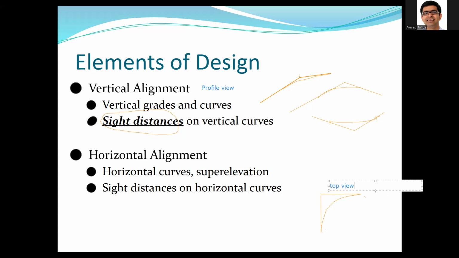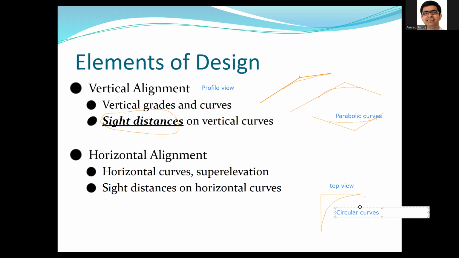Now the key difference that you're going to see, and we'll talk about that when we do the vertical alignment, is the design of the curve. The curves we draw on profile views are parabolic curves. But when we talk about horizontal alignment, mostly what we're going to talk about is circular curves. Okay, so remember that too.